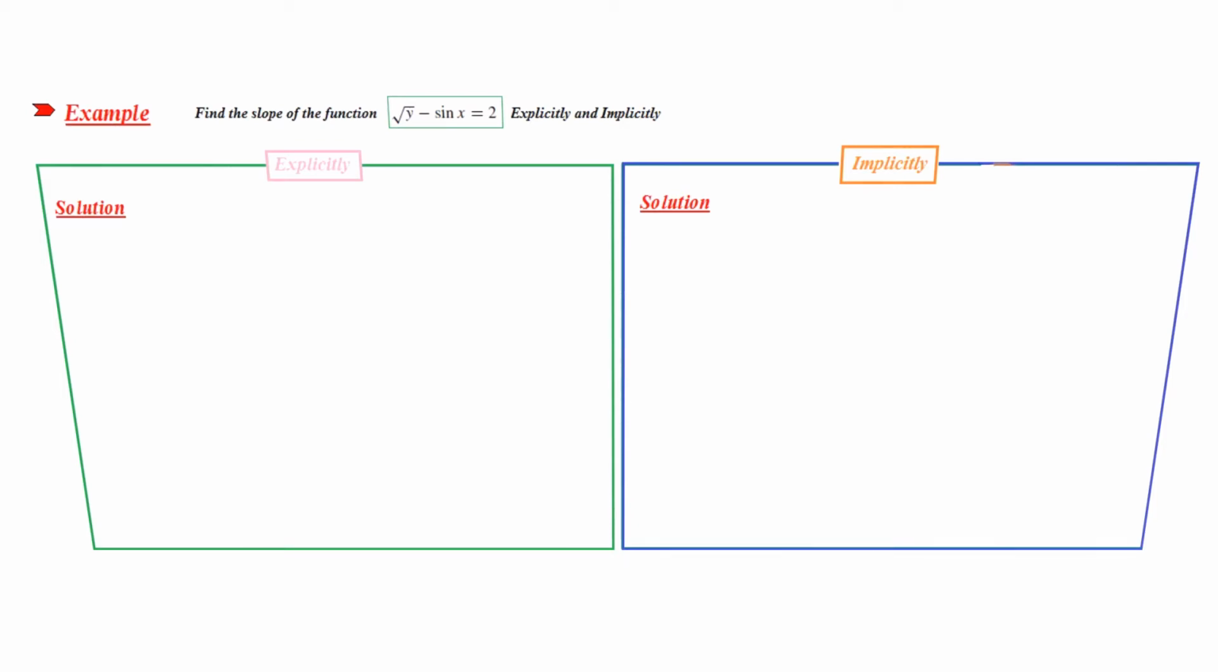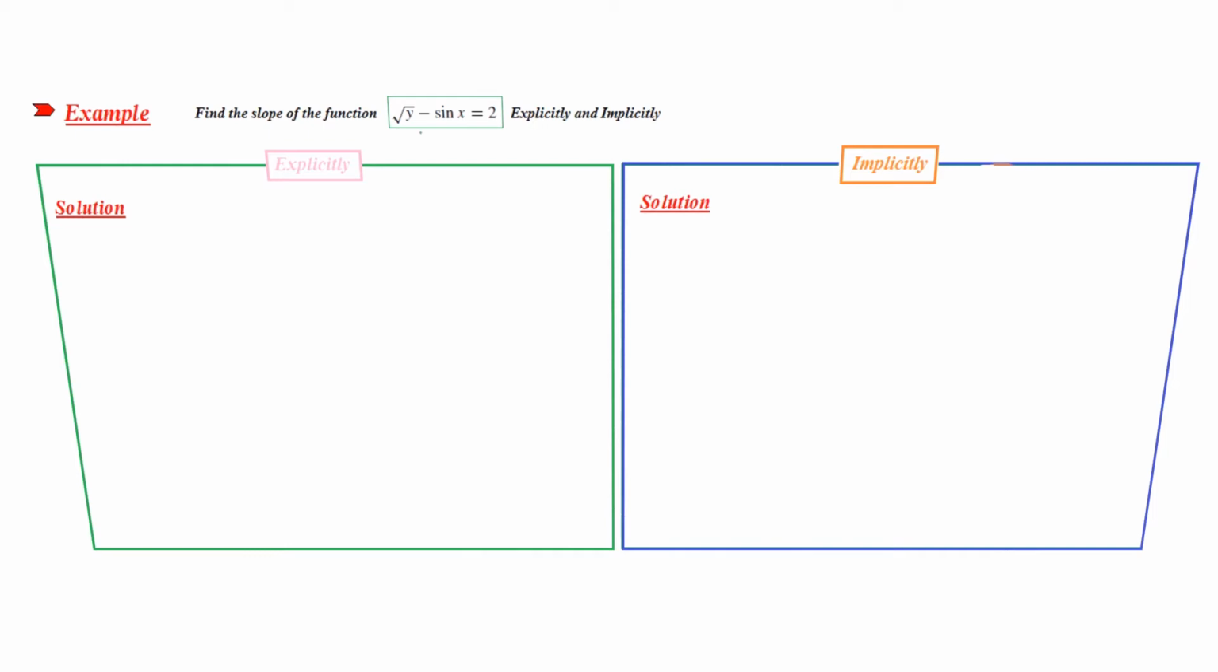Hi everyone, in this video we'll talk about the basic concept of implicit differentiation and the difference between how to find the first derivative explicitly and implicitly. This is our example: you have to find the slope of the function square root of y minus sine x equals 2, explicitly and implicitly. So we'll start with the explicit way.